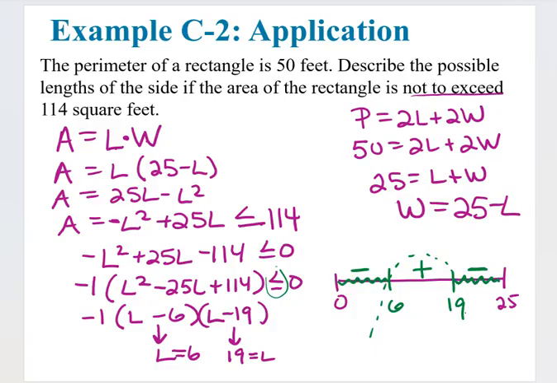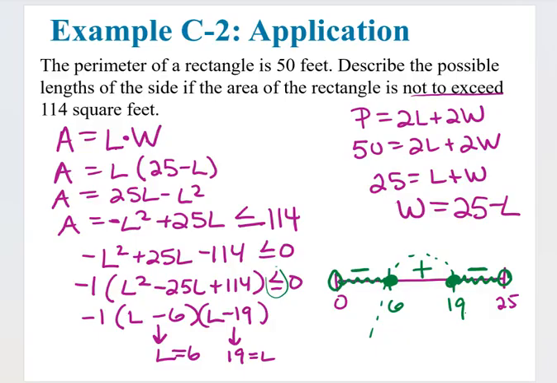So the lengths of the side can be between 0 and 6. Now, but can't include 0, right? Because I can't have 0 be the length. So 0 is not included. 6 is included, right? Because there is an equal sign. 19 is included because there is an equal sign, but 25 is not included because I can't have a rectangle that's 25 units in length, because that would mean the other length would have to be 0. Well, that could be.